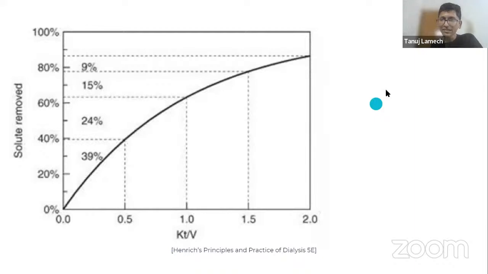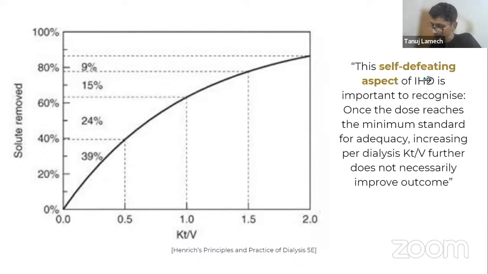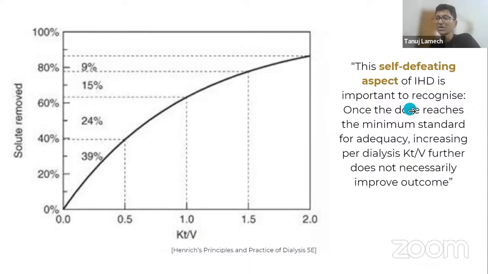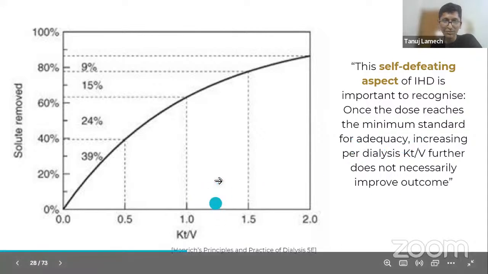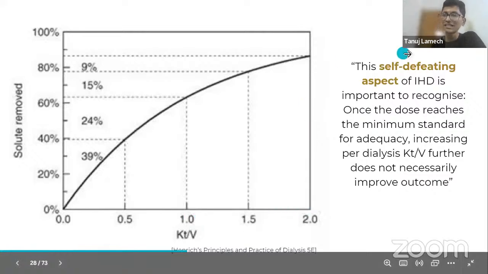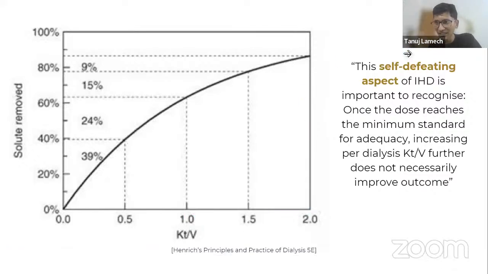So this is also something to understand, this self-defeating aspect of IHD. As you increase the clearance, the actual amount of solute you remove becomes less and less. This is important to recognize because once the dose reaches that minimum standard for adequacy, which we take as 1.2, somewhere around here, so that's around 70% of the urea removed, increasing per-dialysis Kt/V further does not necessarily improve the outcome. And this is probably why in the HEMO study, even though we increased the Kt/V, there was no tangible benefit on mortality, because this is the self-defeating aspect of clearance in terms of intermittent hemodialysis.